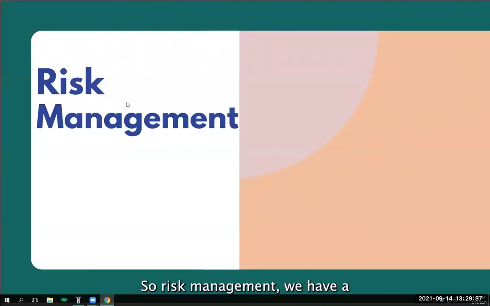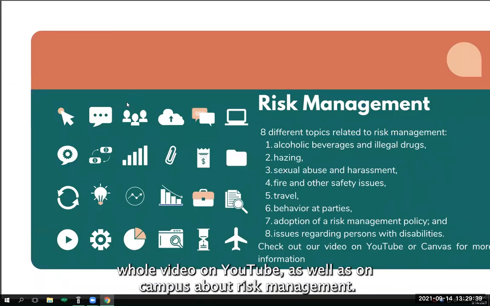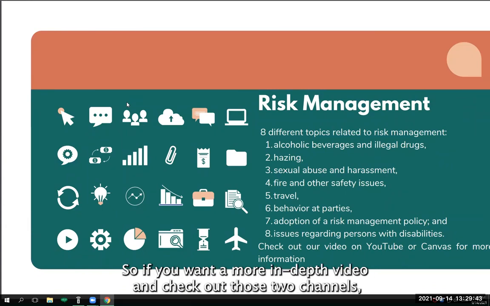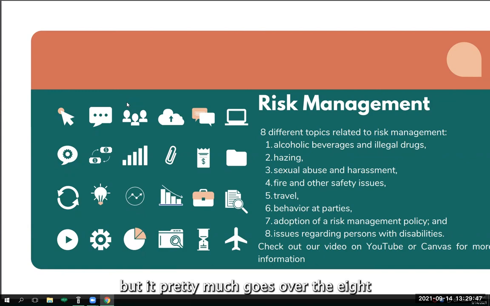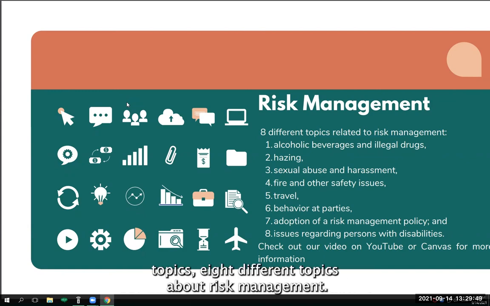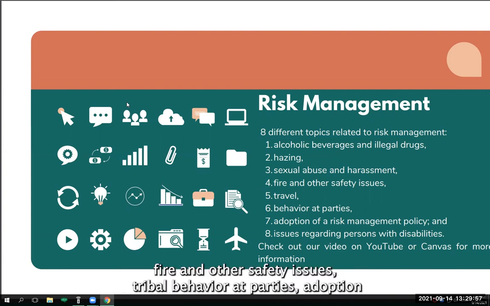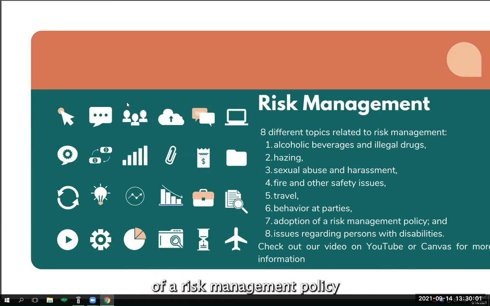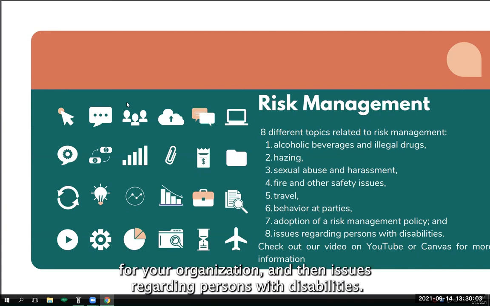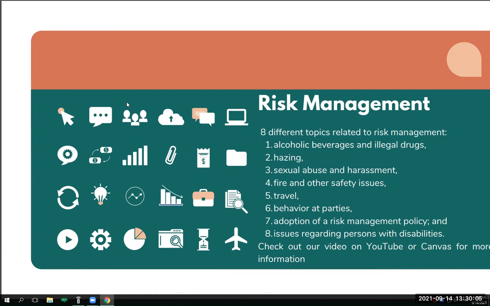Risk management. We have a whole video on YouTube as well as on Canvas about risk management. So if you want a more in-depth video, check out those two channels. It pretty much goes over the 8 different topics about risk management: alcohol, beverages and illegal drugs, hazing, sexual abuse, harassment, fire and other safety issues, travel, behavior at parties, adoption of a risk management policy for your organization, and issues regarding persons with disabilities.